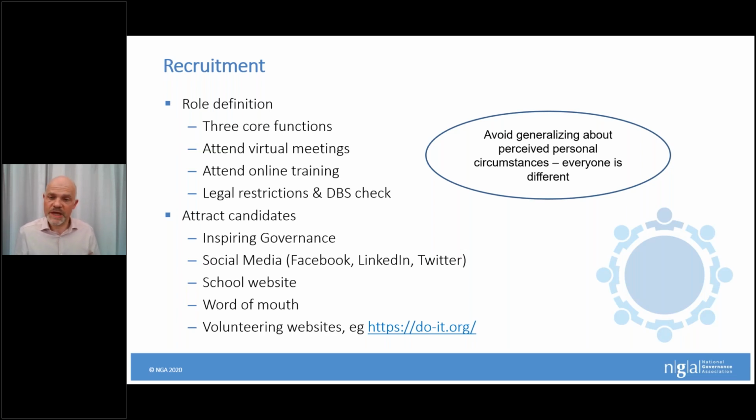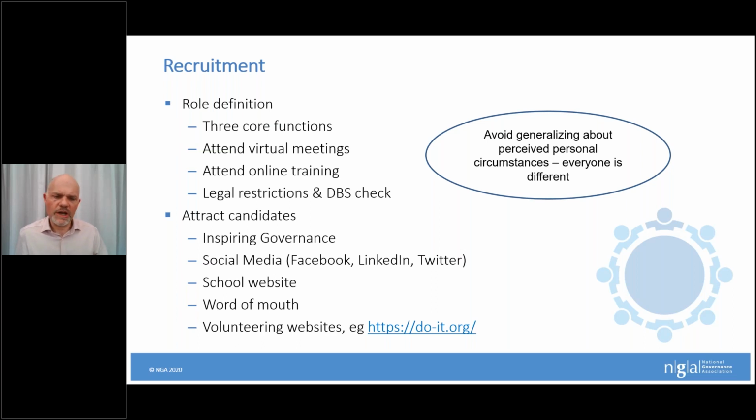Not everybody's going to be able to do that. Not everybody's going to want to do that, and potentially school governance can provide an alternative way for people to give back to their community at a time when maybe they're not working as much as they were, or they've got different commitments and they can give back in a different way.